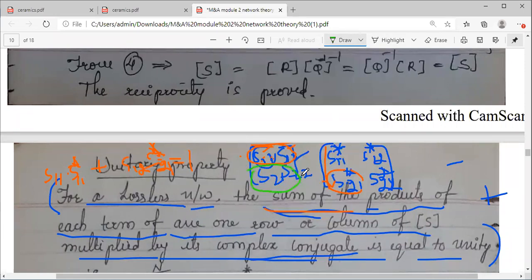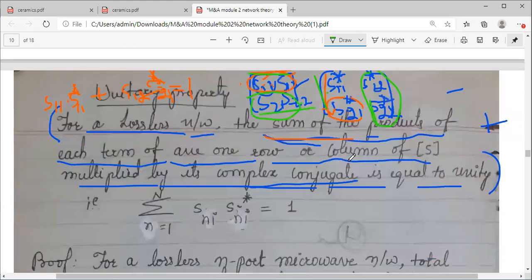If you are taking the second row, don't multiply it with the first column. You should take the second column, complex conjugate. So first row, first column, or second row, second column. If you take that, this will be equal to 1. So this is what the meaning of unitary property is.